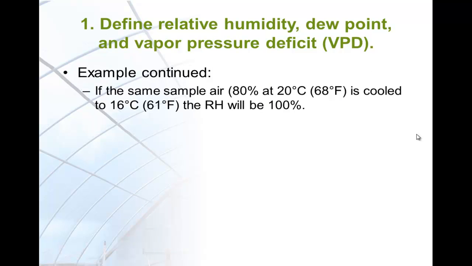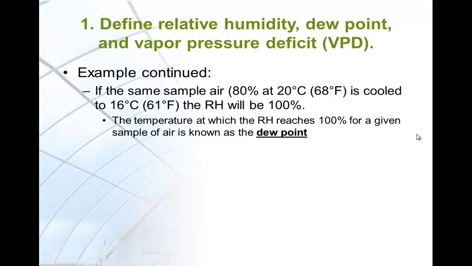When the same air is cooled, then the relative humidity will increase. The same air we discussed earlier that has 80% relative humidity at 20 degrees C, when it is cooled down to 16 degrees C, the relative humidity will increase to 100%. And this temperature, at which the relative humidity reaches 100%, is known as the dew point.